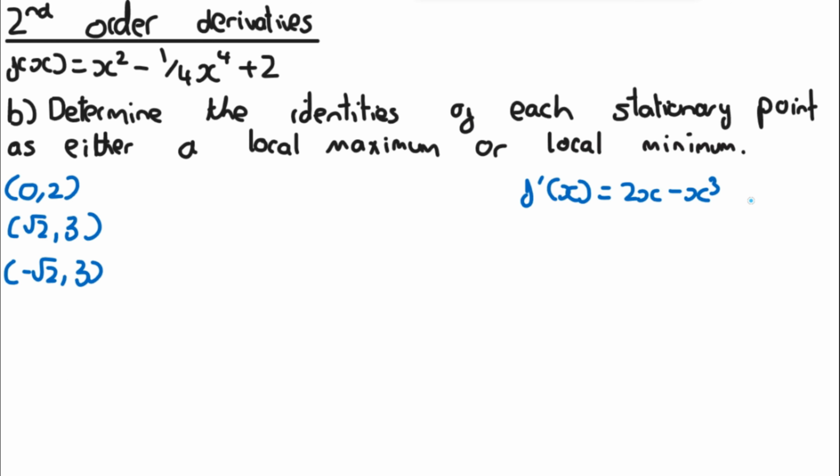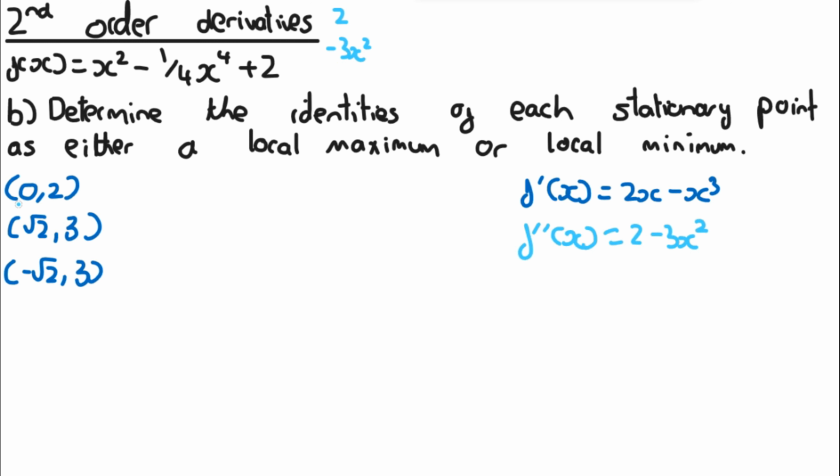So for part B, we need to determine the identities of each stationary point as either a local maximum or a local minimum. I've specifically picked an example where there's not going to be a point of inflection, so you don't need to worry about that. So the key to this is doing a second derivative. So the second derivative, or second order derivative, is going to be equal to, and then we differentiate these terms individually. 2x is going to be 2, and minus x cubed is going to be minus 3x squared. So f dash dash of x is equal to 2 minus 3x squared.